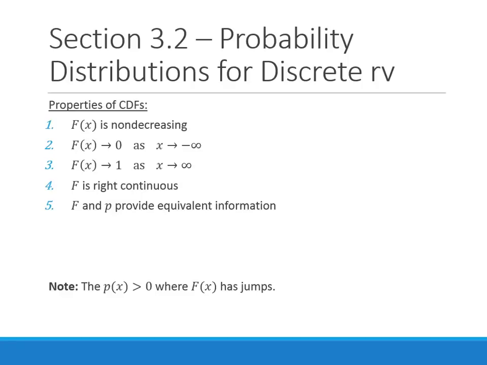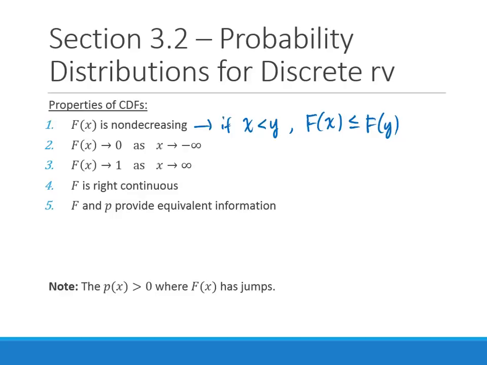What I mean by that is if x is less than y, then the CDF of x can be no bigger than the CDF of y. It could be equal to; in the previous page, our CDF was flat in some of those areas. But it can't go back down. It's always moving upwards or staying the same.